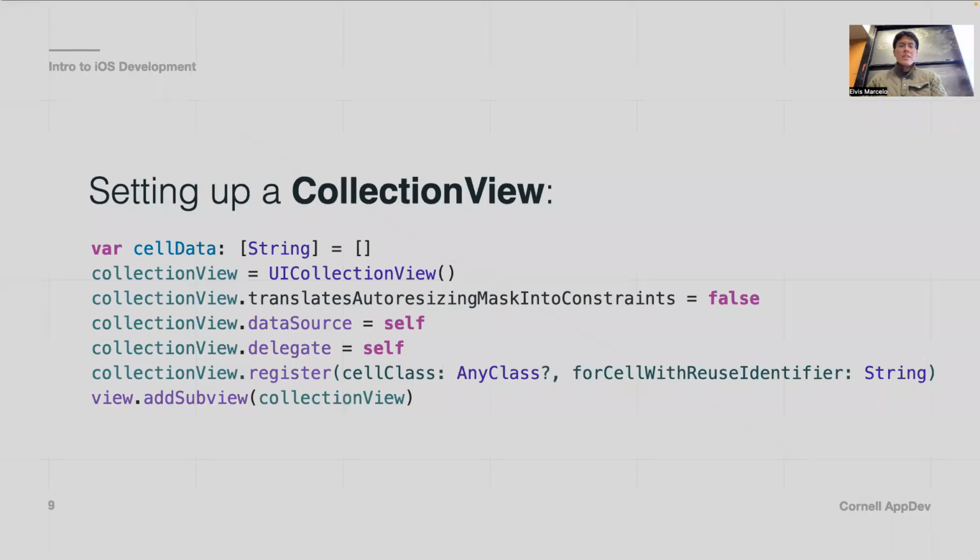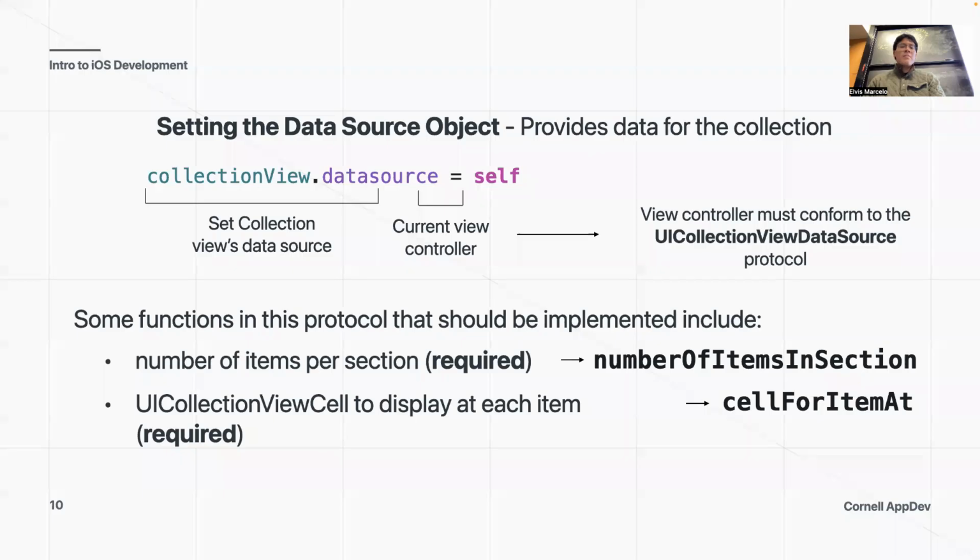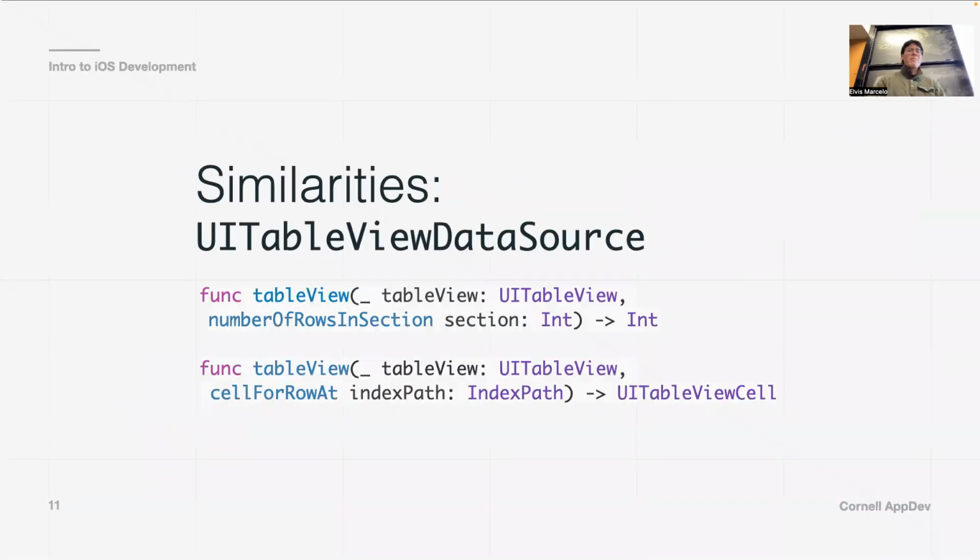But that's basically how you set up a collection view. Like I said, you set the data source to be self, just like a table view. You have numberOfRowsInSection and cellForRowAt in your UITableViewDataSource protocol. So when you create a collection view and say collectionView.dataSource equals self, that requires you to implement these functions within your view controller.